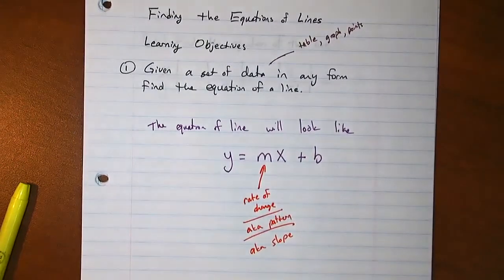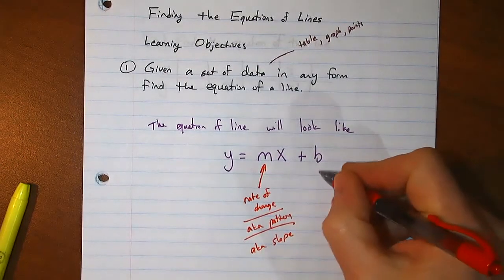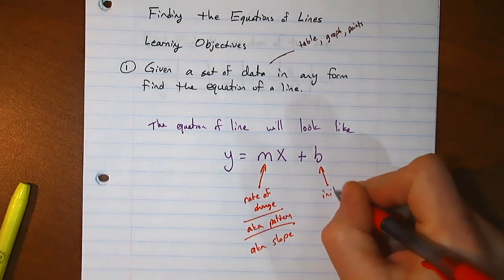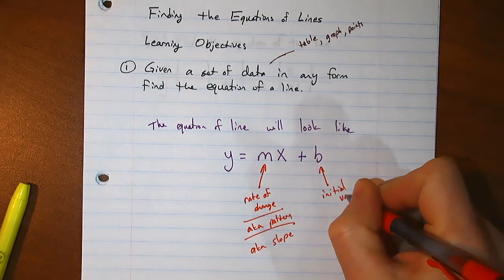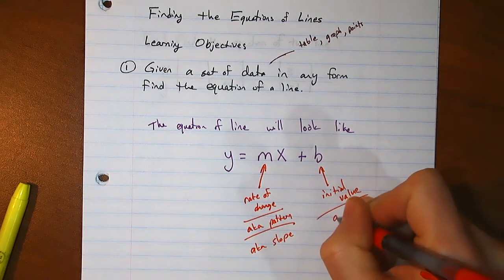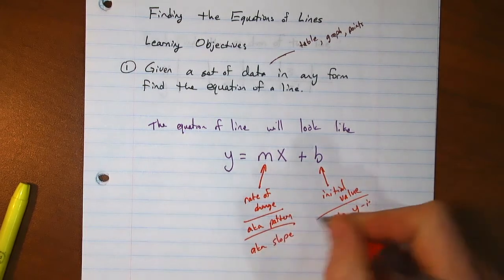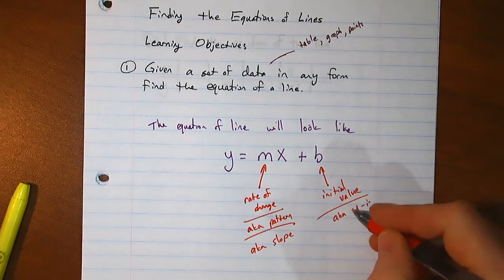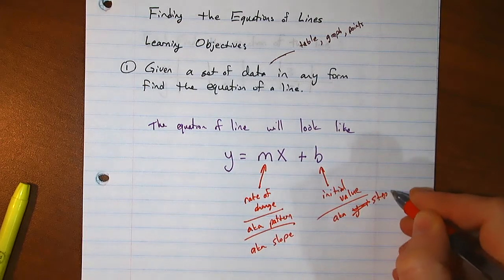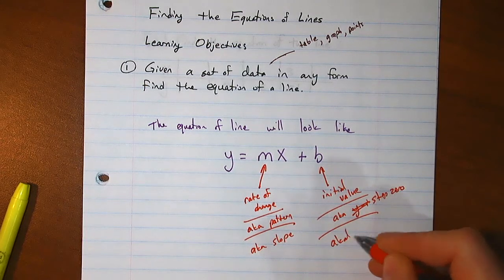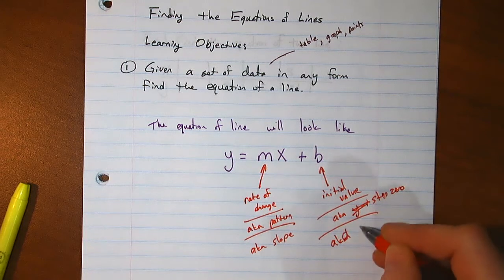Okay, that's what the m always represents. The b always represents our initial value, aka the y-intercept. Actually, I'm going to make these match. Usually when we're talking about pattern, we'll call it step 0. And when we're talking about slope, usually we'll call it the y-intercept.